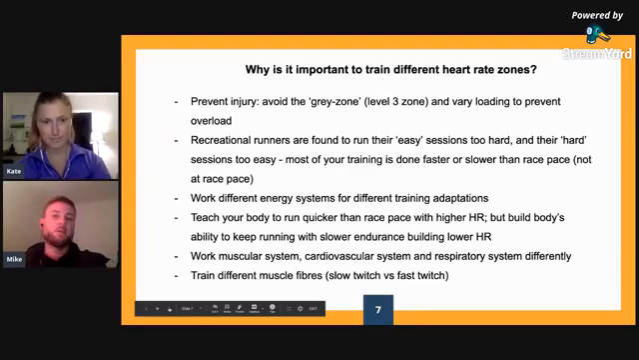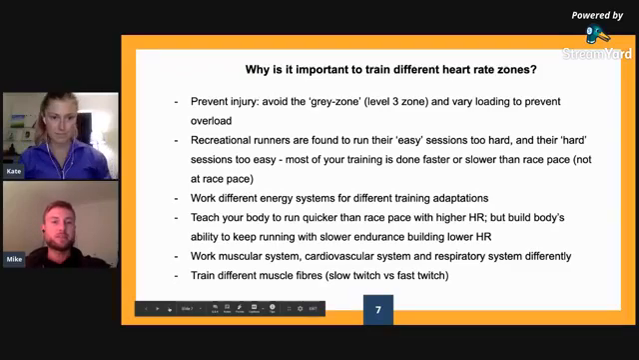And then, work all the different energy systems, and also train different muscle fibers as well, because you do have slow twitch and fast twitch fibers. And generally, fast twitch fibers are harder to train, particularly after the age of 30. It's hard to develop more fast twitch fibers past that age, and we tend to lose fast twitch fibers quicker than we lose slow twitch fibers. The fast twitch fibers are the ones that give you your acceleration and your speed, and the slow twitch fibers are the slow burners.